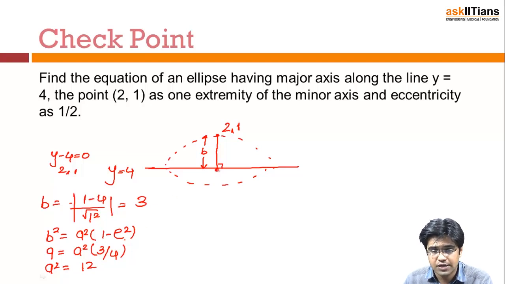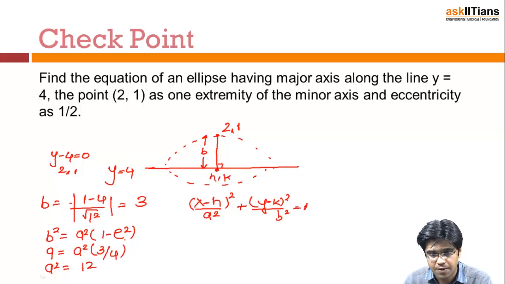Now I need to find the center. If I get the center, I can write my equation in this form: (x minus h) whole square by a square plus (y minus k) whole square by b square equals 1. So I need to find this point (h, k). If this is the line y equals 4, then the equation of the minor axis will be x equals lambda. This line passes through (2, 1), so lambda is 2. That means this line is x equals 2. So clearly my (h, k), from the point of intersection of these two lines, will be (2, 4).